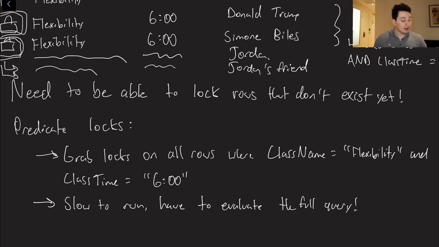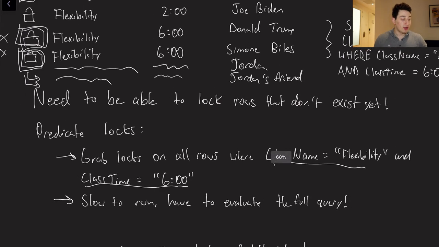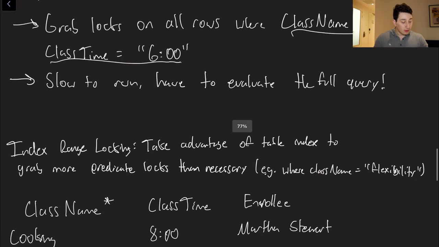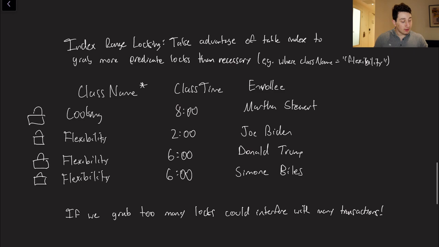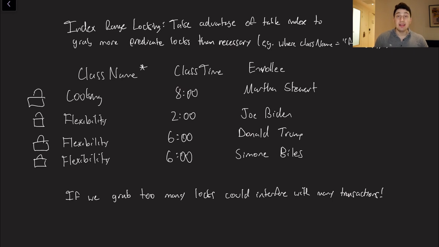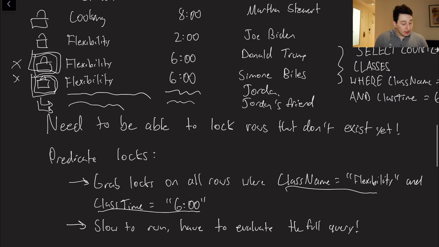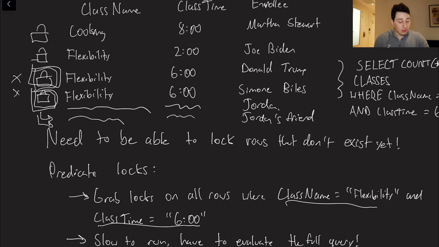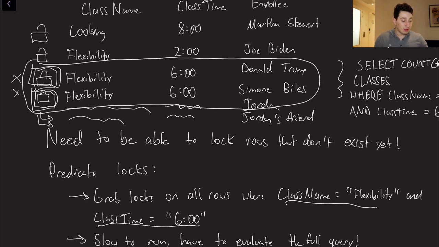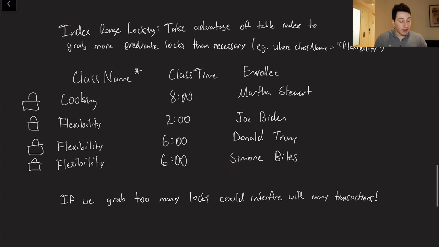We have to evaluate this entire query where class name is flexibility, class time is 6 o'clock. And if there's not necessarily an index that perfectly corresponds with this query, this could be very slow to run and evaluate. So what we move on to then is the last part of this lesson called index range locking. I basically already described this predicate lock where I would go ahead and search out these 2 rows in the table and lock them. But the issue with that is it takes a while.